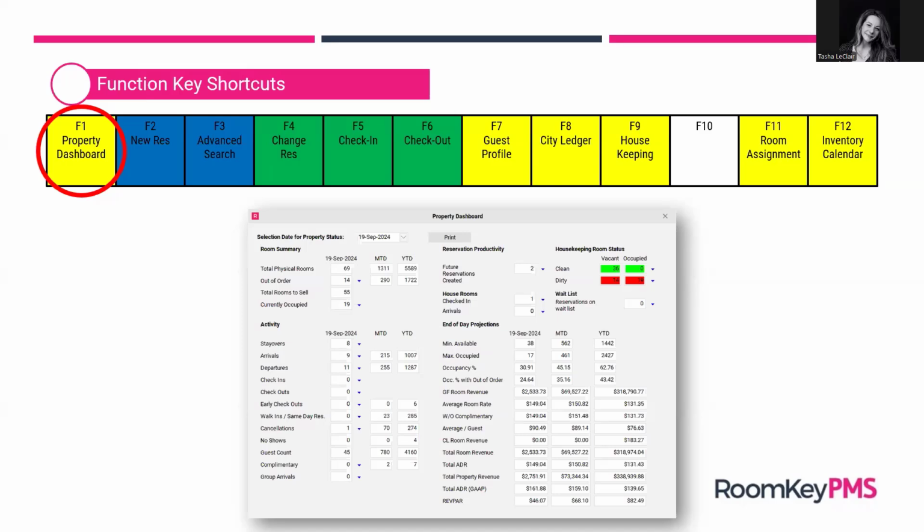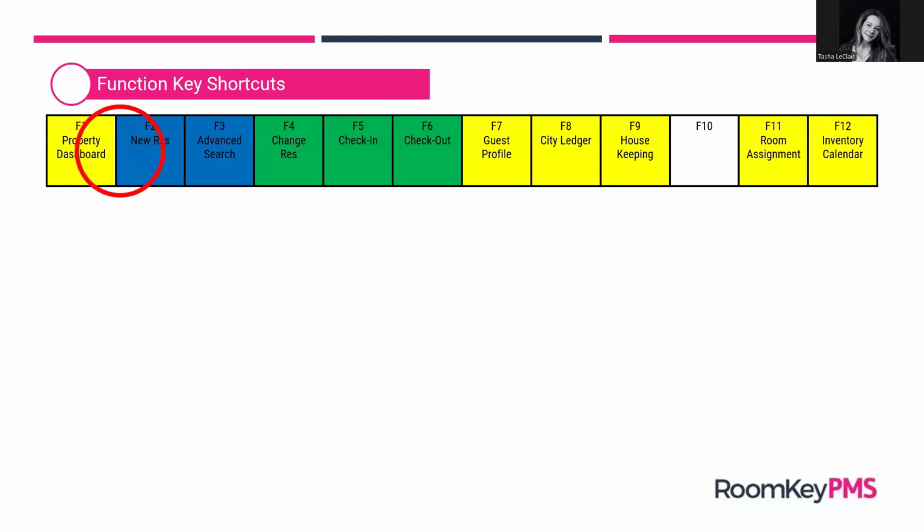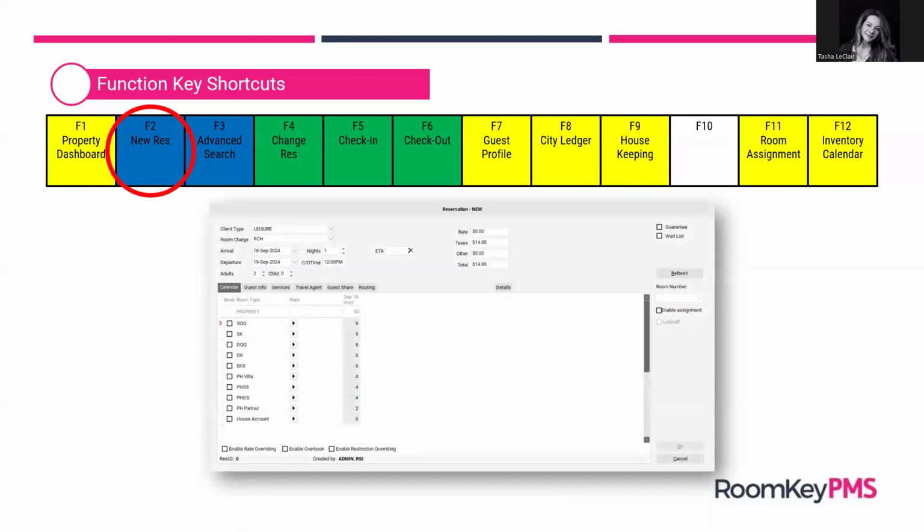Now, the next two function keys work in tandem for the benefit of the front desk team. So if you click F2 on your keyboard, you can create a new reservation. And again, this can be done from any view screen in RoomKey. If you need to quickly make a reservation or quickly check availability, you can go ahead and click F2 and that will begin a new reservation. So just as if you were to click the new res button in RoomKey.